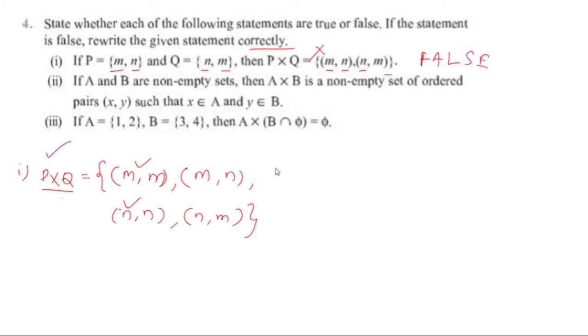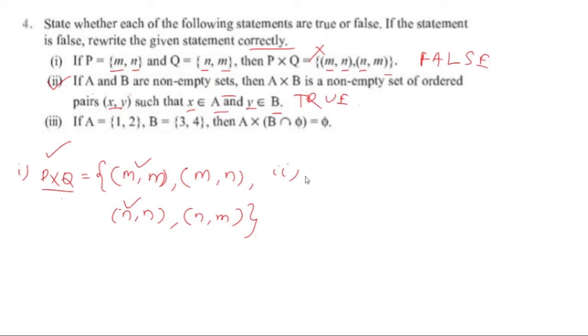Okay. Now second case, here it is given that A and B are non-empty sets, and A cross B is a non-empty set of ordered pairs (x, y) such that x belongs to A and y belongs to B. This is the definition of Cartesian product. So this one is true. This is the direct statement from the definition of Cartesian product. Hence, this one is true.